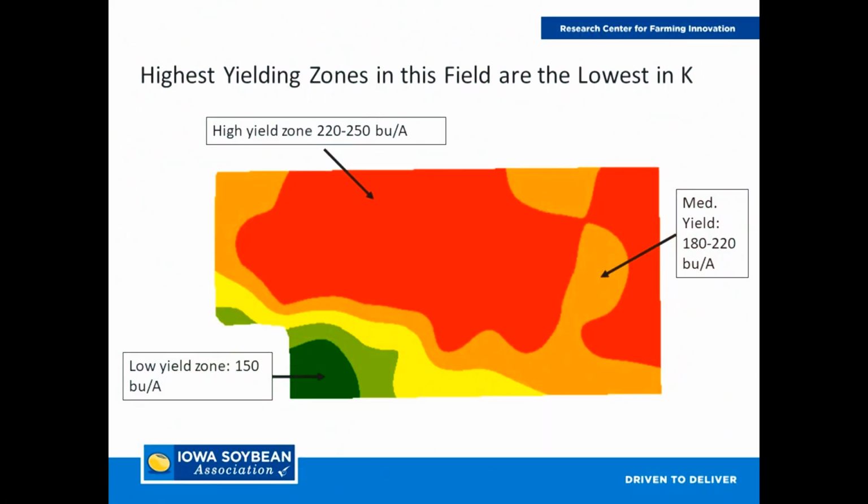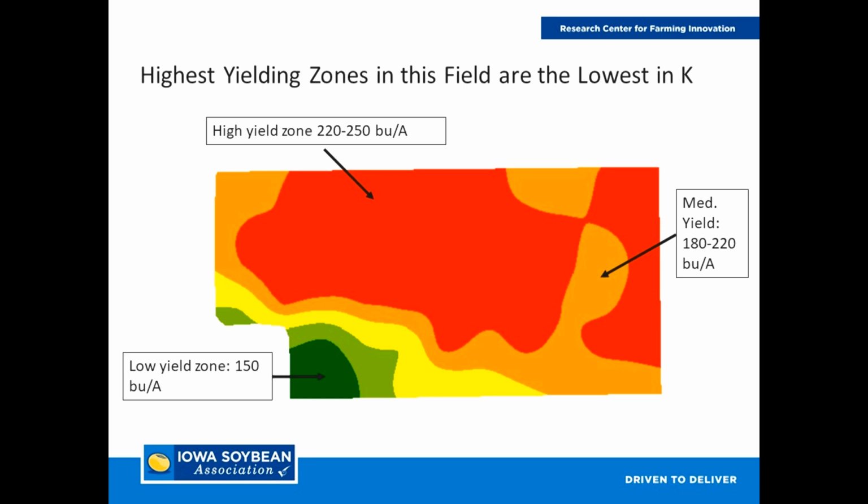What I want to show you though is that in this field, the zone that was the lowest potassium is also the highest yielding. The yield levels go from 220 to 250. The inherent capacity of this soil is more productive. It's higher yielding, so we're mining more potassium from it. This is a medium yield area, 180 to 220. This area that was highest in potassium was actually the lowest yielding area because the crop's not removing that potassium.